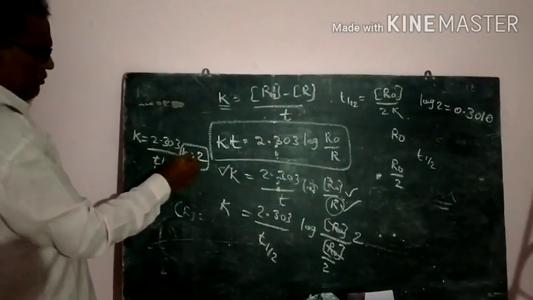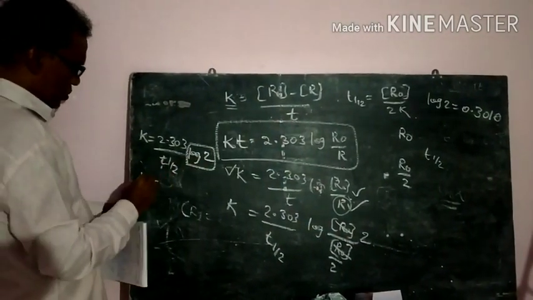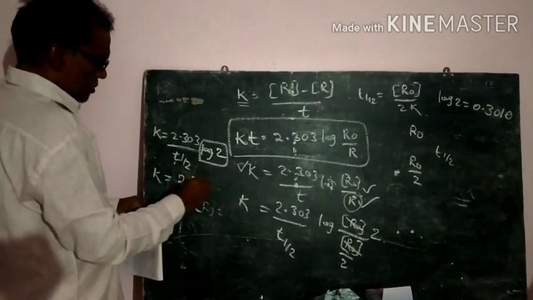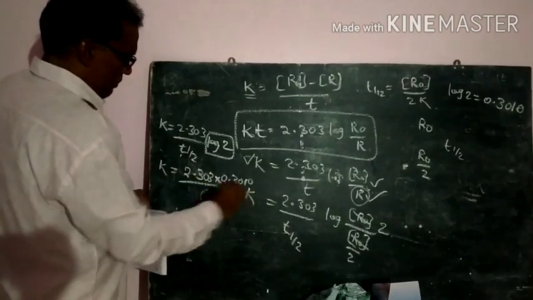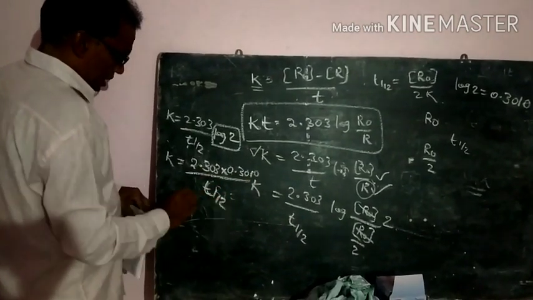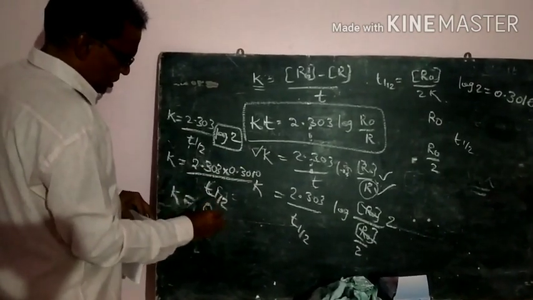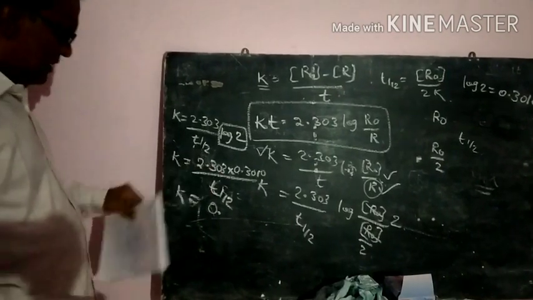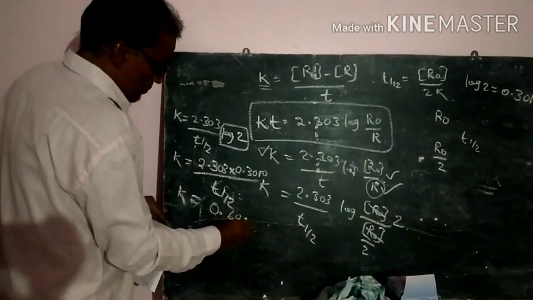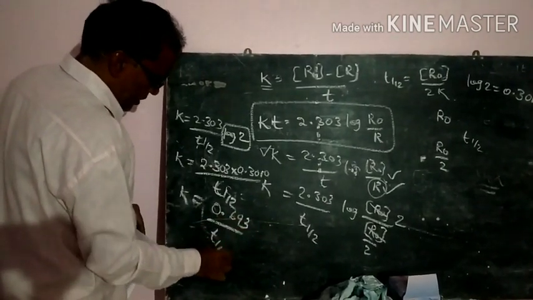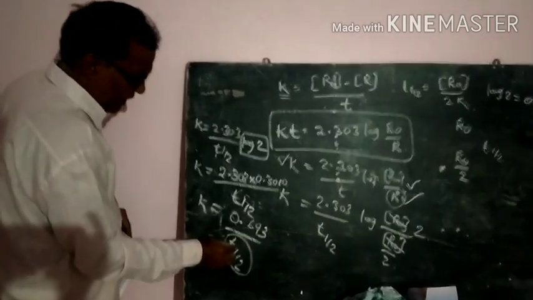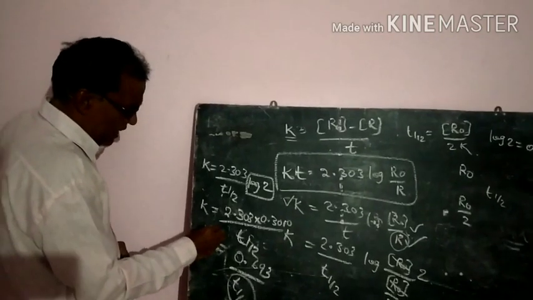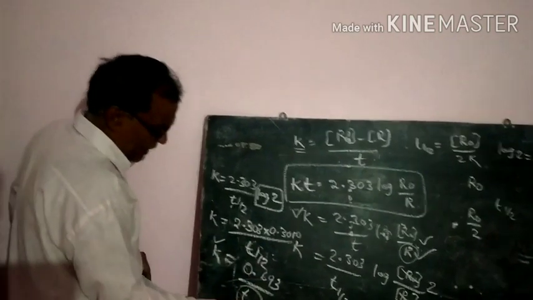So in the place of log 2, if you substitute 2.303 into 0.3010 by T half, we can write down 0.693 by T half, you will get it. Suppose in this one, to calculate the half-life time period for a reaction, if you know the K value for a first order reaction, we can calculate.